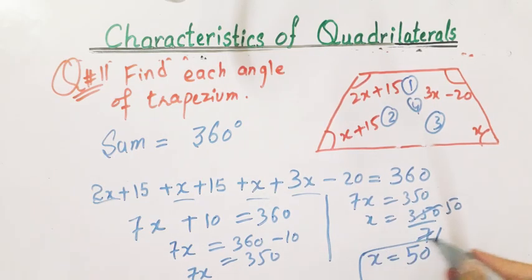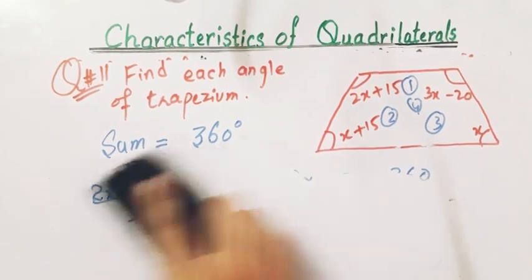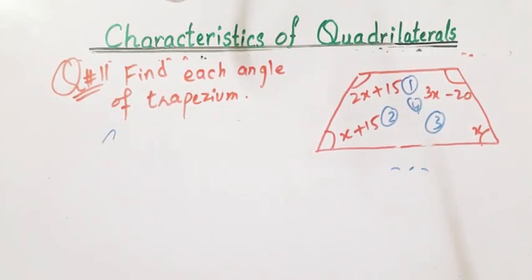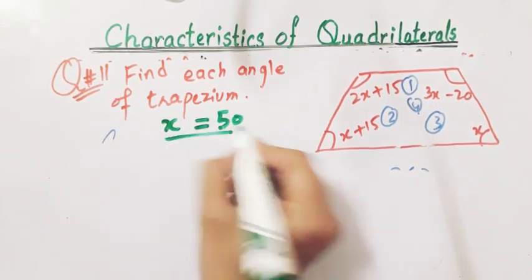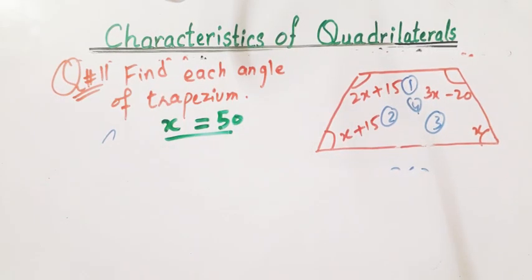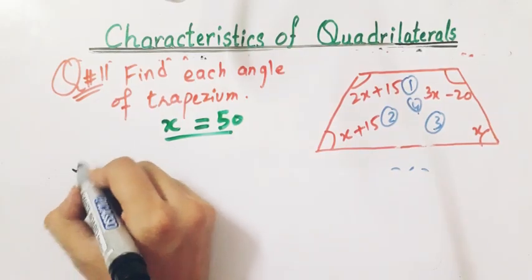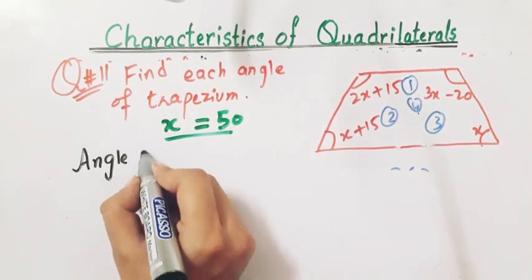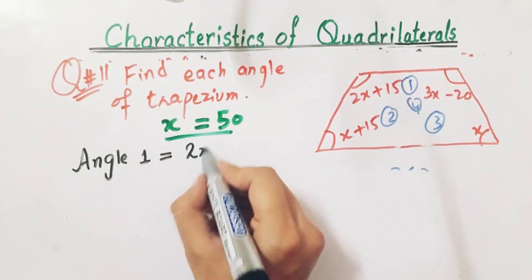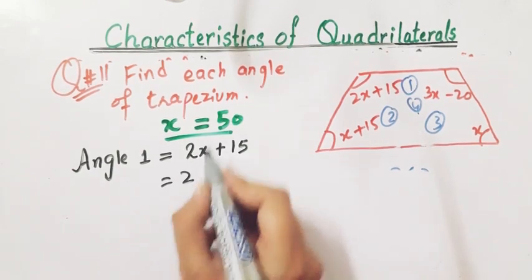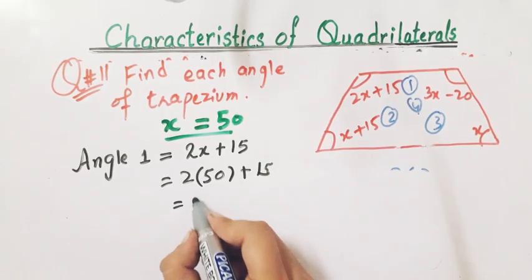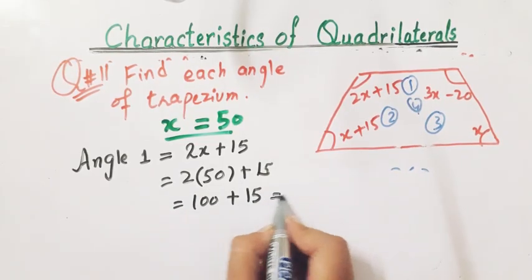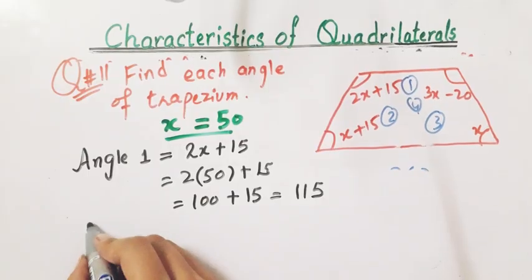Now we will find all the angles. First of all, rewrite the value of x. x is 50. Now first we do it for angle 1. Angle 1 was 2x plus 15. Just substitute the value of x. So 2 into 50 is 100 plus 15. This is 115. This is angle 1.